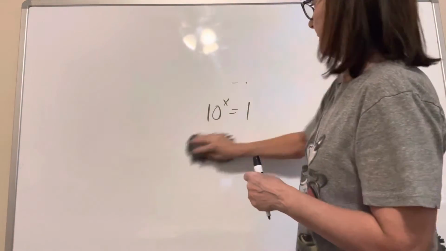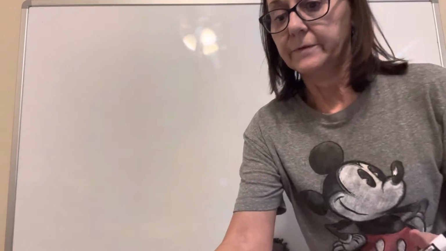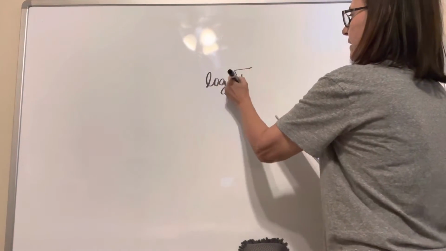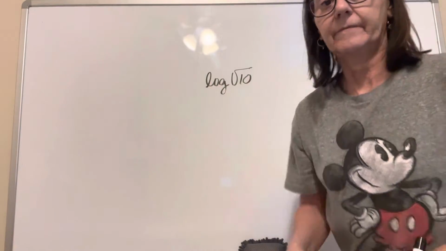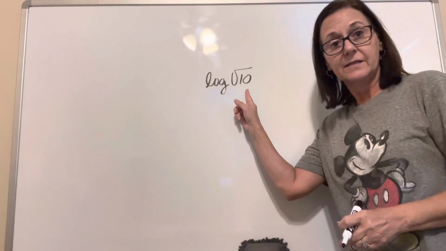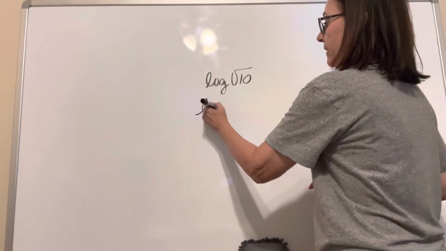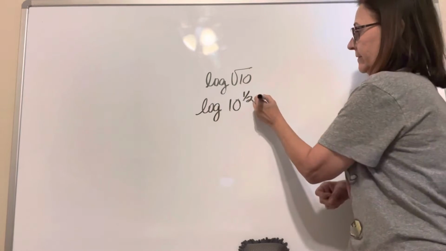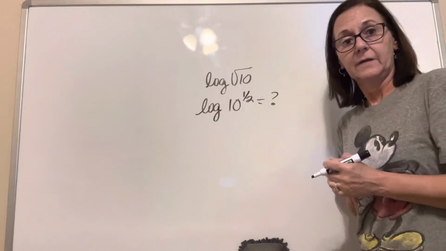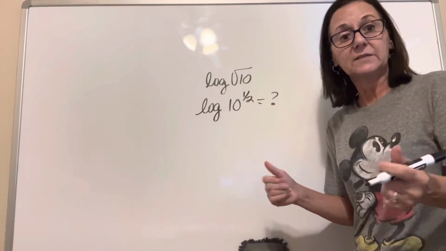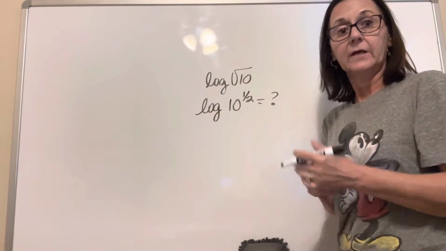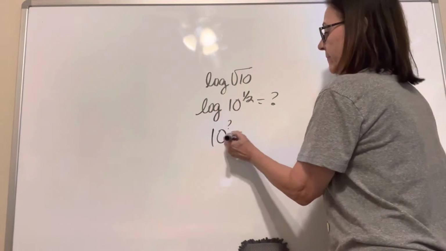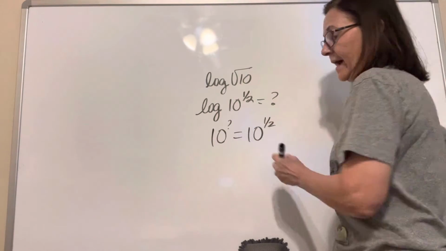All right? Look at the next one. This is the log of the square root of 10. I'm going to rewrite this in exponential form. It'll be the log of 10 to the 1/2. All right, let's think about this in exponential form. Moving the log, writing the equivalent exponential statement. This would be 10 raised to some power is 10 to the 1/2.